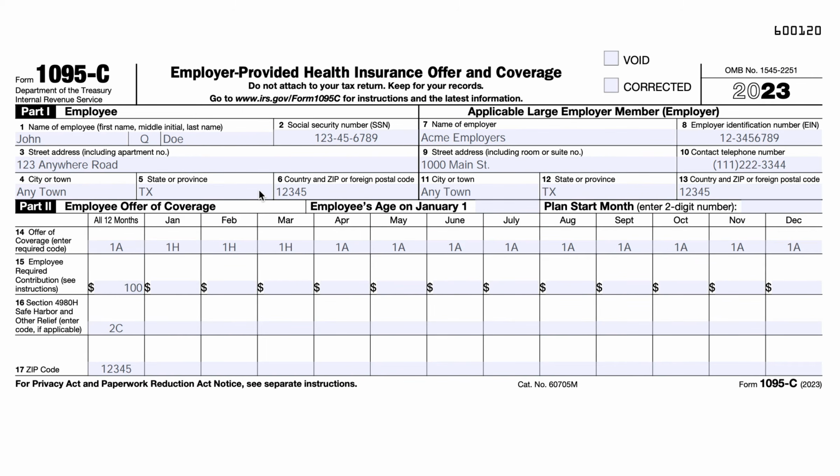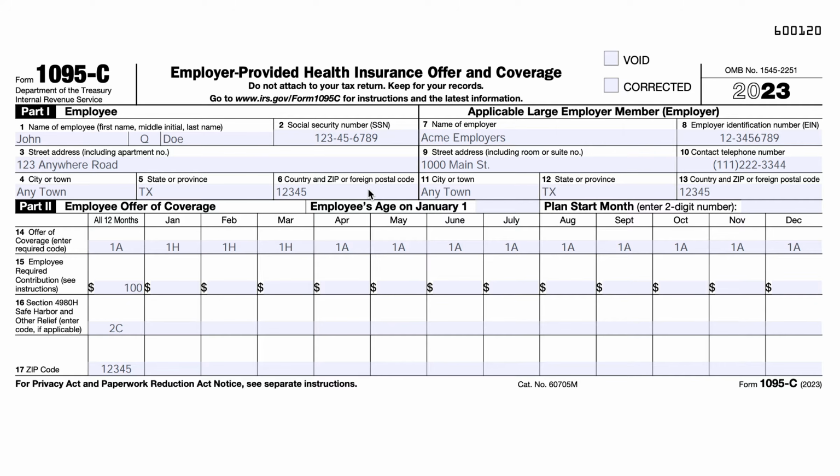So in part one, you have the employee's information. This should be for the employee, regardless of how many covered individuals that employee has in their family or household unit. The employee would be the recipient of this form. So in this case, that would be John Doe. We've got his name in line 1, followed by his social security number, and then his street address, city, state, and zip code.